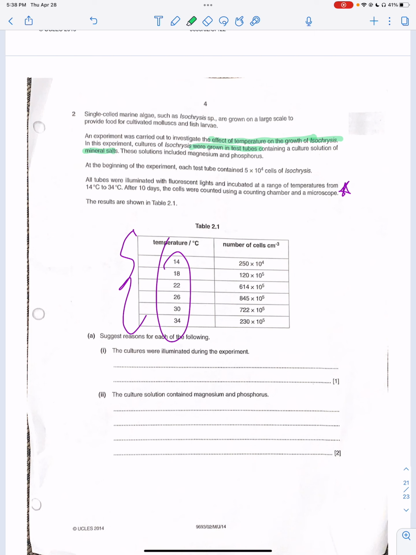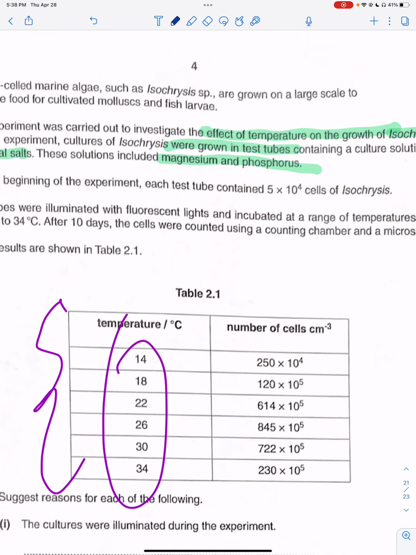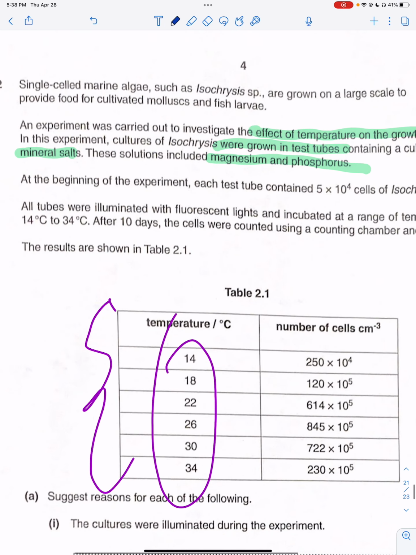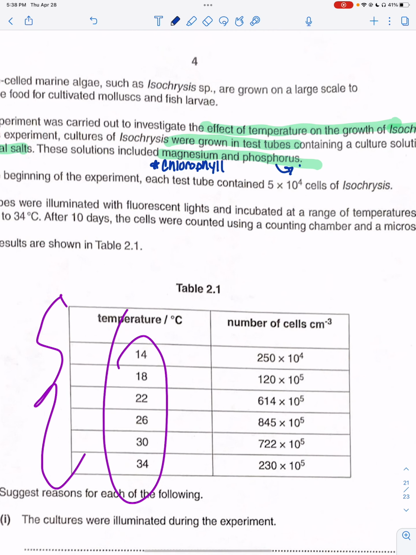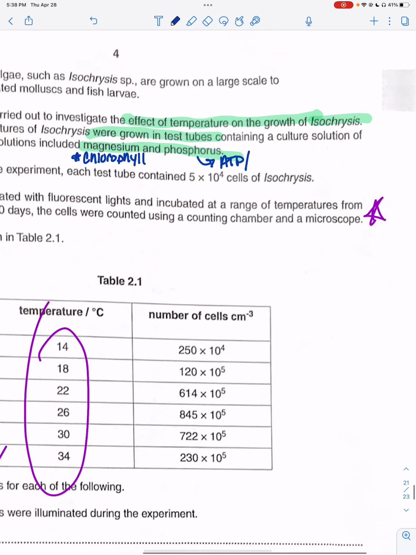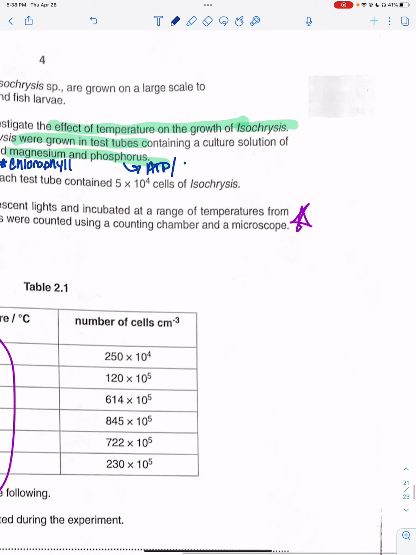These solutions including magnesium and phosphorus. Okay, why do organisms need magnesium, especially in algae species? Chlorophyll. Phosphorus. Phosphorus is needed for ATP. The phospholipid bilayer, which is cell membrane. They have a cell wall and a cell membrane.